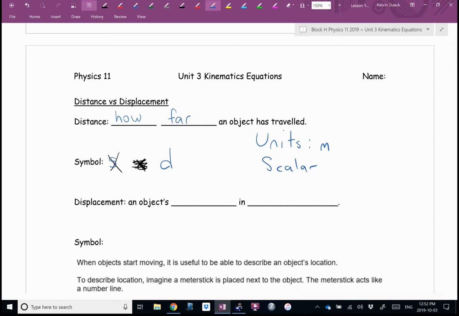Displacement is a little bit different than distance. It is the object's change in position.